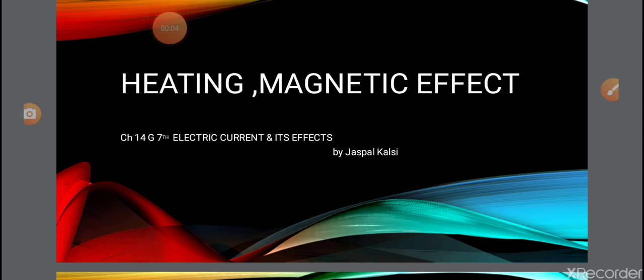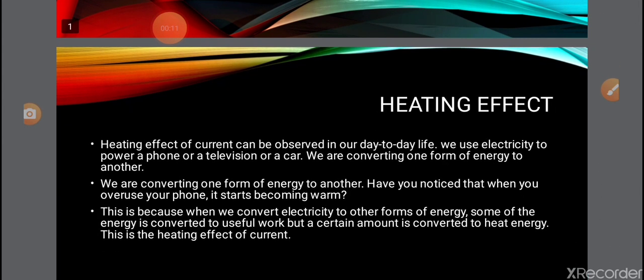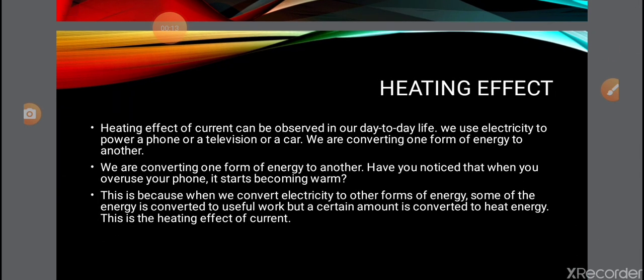Okay, today we are going to discuss heating and magnetic effect of chapter 14. Let's start with the heating effect. This effect you are observing in your daily life, in your surroundings. For example, you charge your phone or operate television or car.